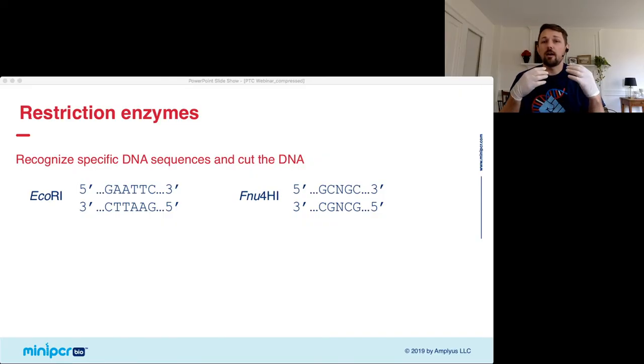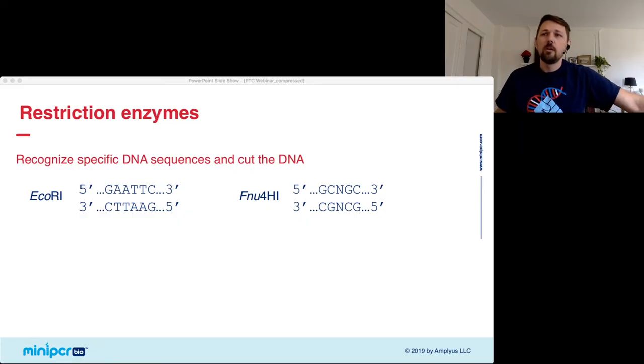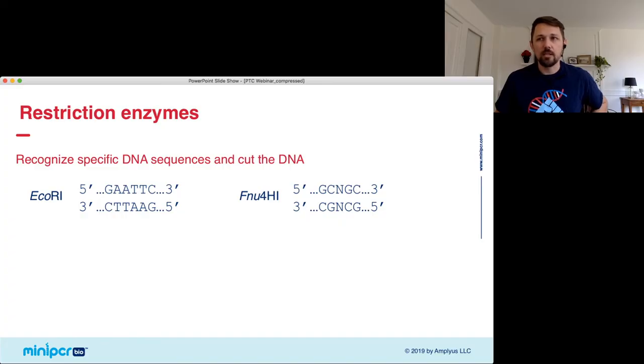Restriction enzymes are enzymes that come from bacteria. They're part of the bacteria immune response. They are able to recognize very specific sequences of DNA, and when they find that specific sequence of DNA, they cut it just like a little pair of scissors. So this is a very common enzyme, EcoR1. EcoR1 recognizes the sequence GAATTC.